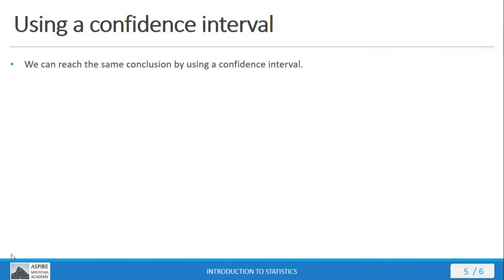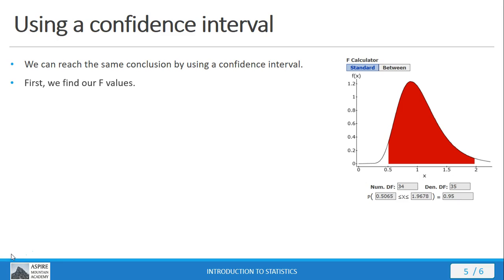Confidence intervals: we can reach the same conclusion with the confidence interval. First, we're going to find our F values, and we do that by using StatCrunch. We can use an F distribution table, but it's much easier to just use StatCrunch. So we get our critical F values out of here, and because we have a two-tailed test, we've got this between option selected. Because the calculator in StatCrunch is calculating the area between the tails, we want the complement of our significance level to go here for the area. So 95% goes in here.